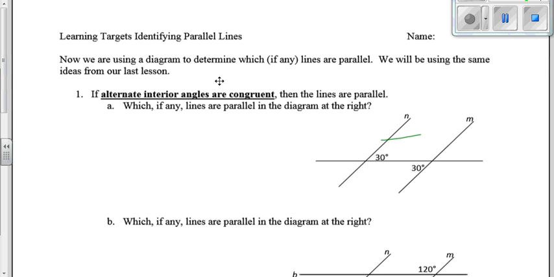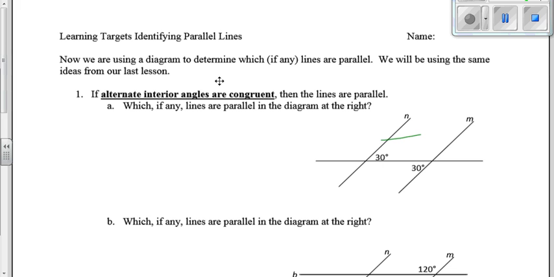As the directions say, we are using a diagram to determine which, if any, lines are parallel. We will be using the same ideas from our last lesson. Just to remember, parallel lines are lines that never cross each other. They never intersect. So number 1 says, if alternate interior angles are congruent, then the lines are parallel. So if you're given a diagram and you see two angles that are indeed alternate interior angles and they are congruent, meaning the same measure, that proves that those lines are parallel.